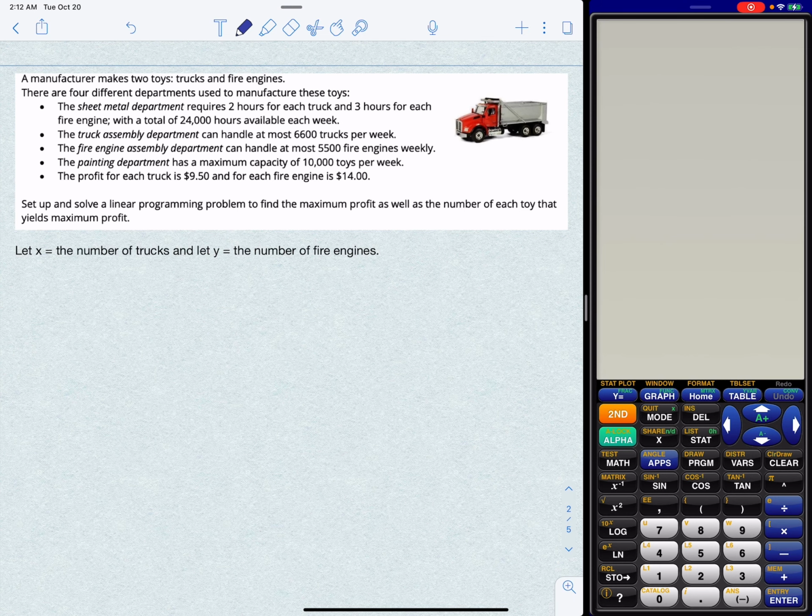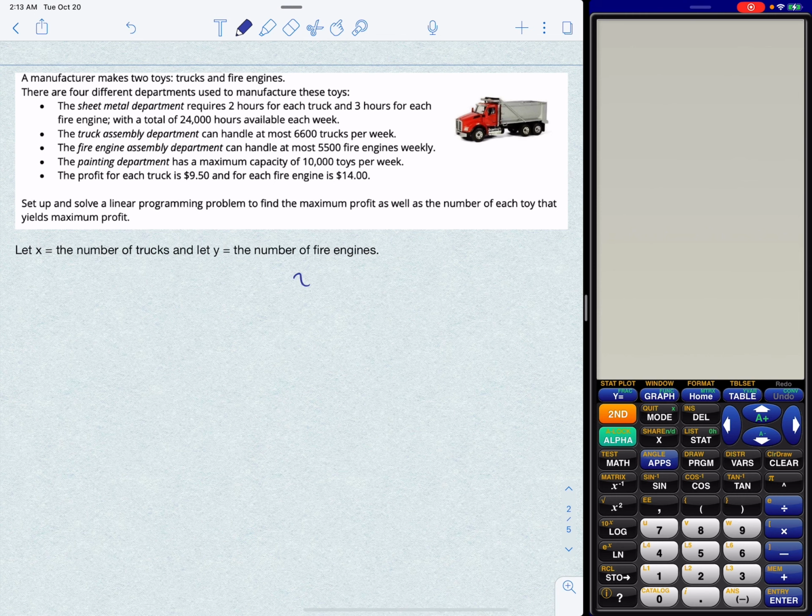All right, now that you've given it a read, you probably realize that there's a lot of constraints. The one thing to remember is that automatically we should write these down. And those are your non-negativity constraints. They might be covered elsewhere in the constraints anyway, but it never hurts to write those down.